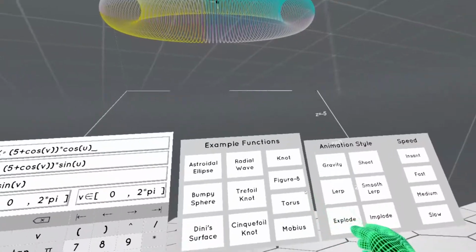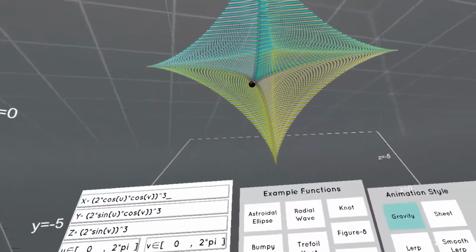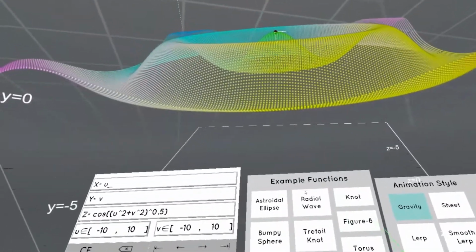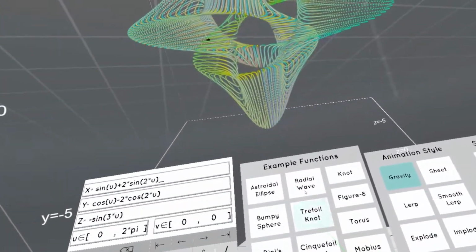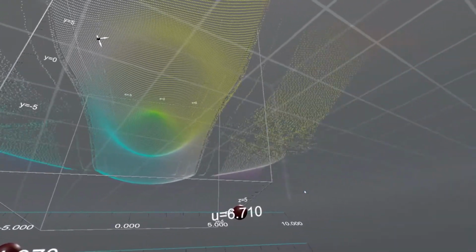And so the second thing we did is a major update that I think we gave a sneak preview before, which was the animation interpolations between different functions in the parameterized function calculator. Animations include implosions, explosions, lerping, and more.